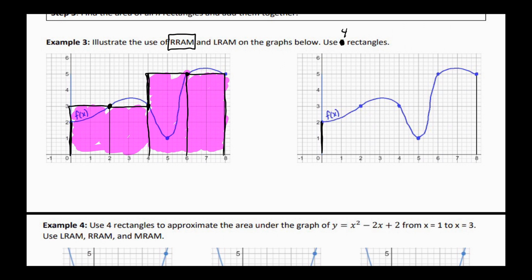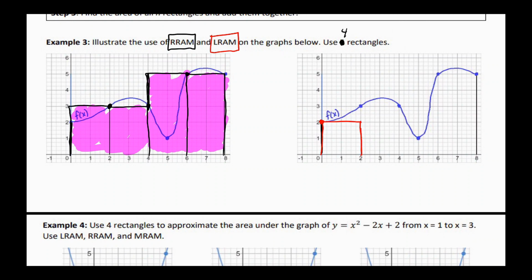So let's do the same for the next one. The next one, we're going to use LRAM. So left approximation method. That means we're going to start on the left side of the rectangle. So this is the left side. I go up until I hit the function, make a dot, come over 2 units because it's going to be 2 units wide.